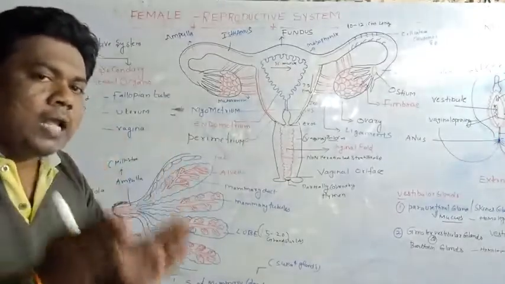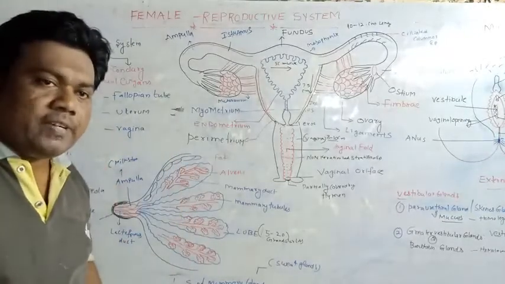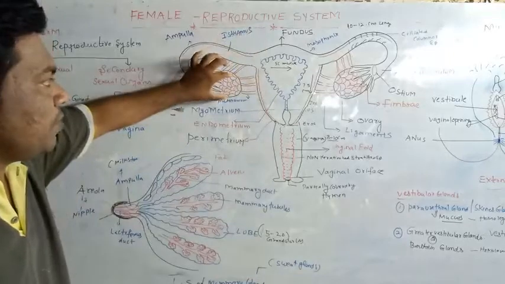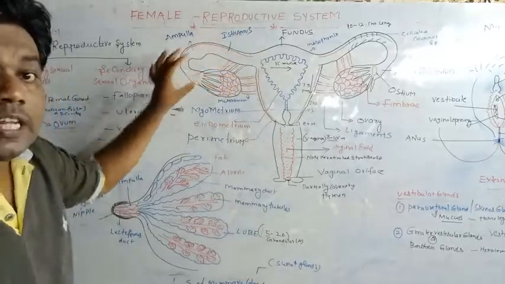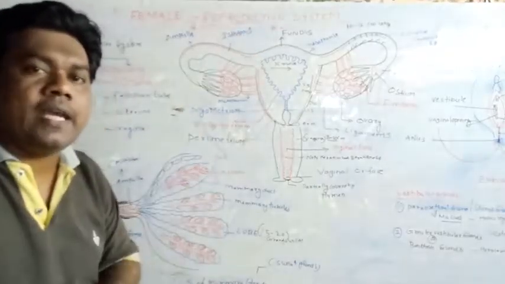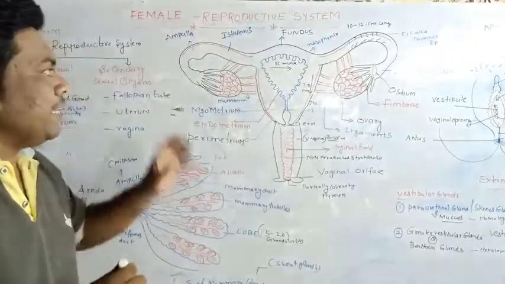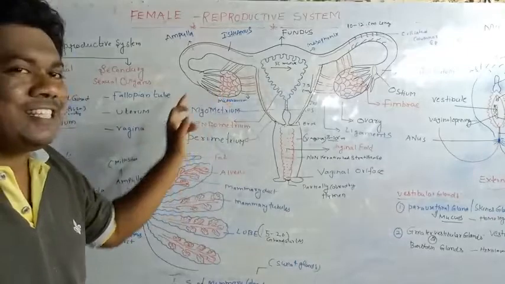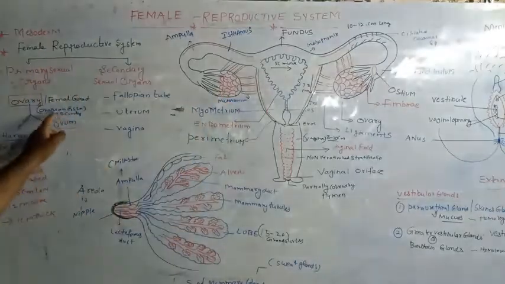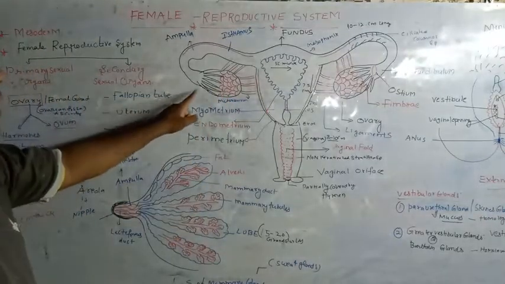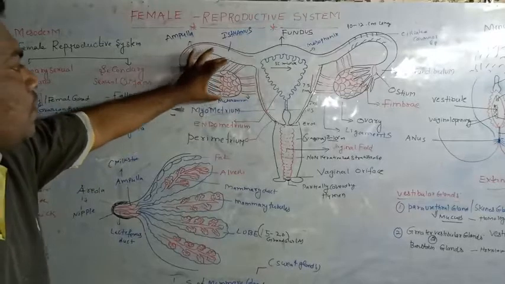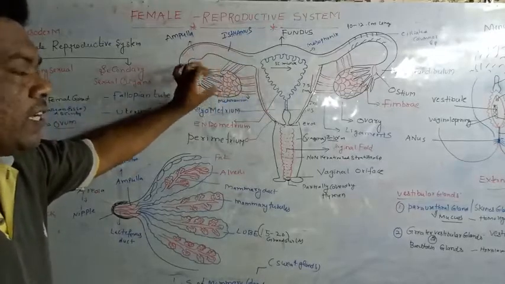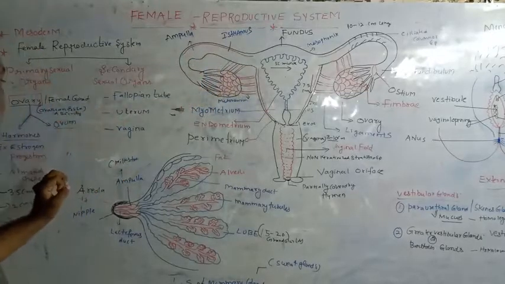Ovaries are located in the abdominal cavity. The abdominal cavity has a small depression, and in that depression the ovary is situated. That depression is called the ovarian fossa. So this is the abdominal cavity, and this is the ovarian fossa, meaning the ovary is located in the ovarian fossa. This is very important.